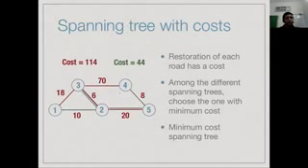On the other hand, if the government chose this green spanning tree, then the cost reduces to 10 plus 6 is 16, plus 20 is 36, plus 8 is 44. So different spanning trees now will come with different costs, and the goal would be to reduce the cost to the minimum. In this particular example, you can check that this green tree, which has cost 44, is actually the minimum cost spanning tree on this particular graph.